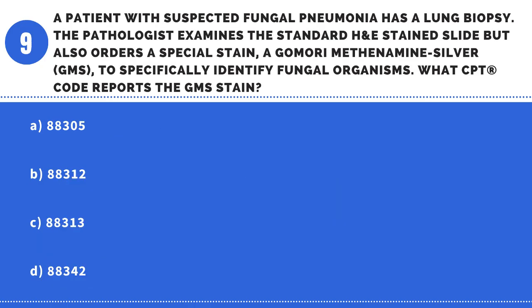Question 9. A patient with suspected fungal pneumonia has a lung biopsy. The pathologist examines the standard H&E stain slide but also orders a special stain, a Gomori methenamine silver, GMS, to specifically identify fungal organisms. What CPT code reports the GMS stain? A. 88305. B. 88312. C. 88313. D. 88342.